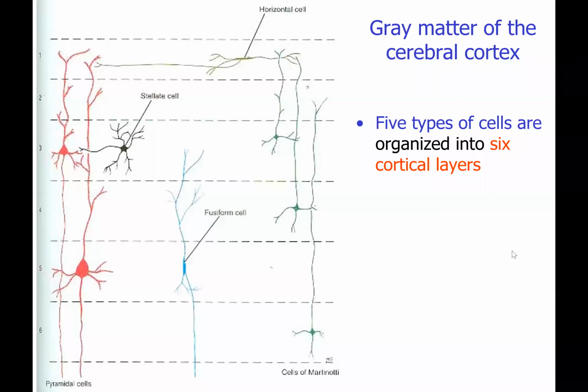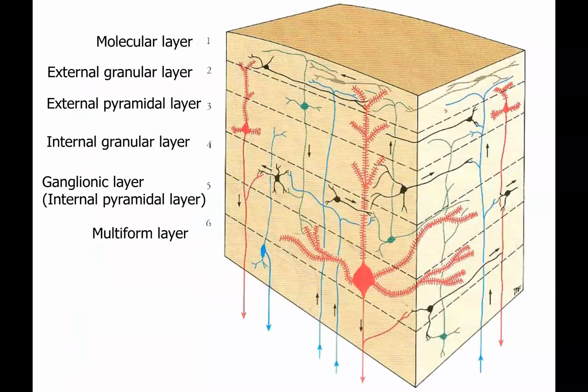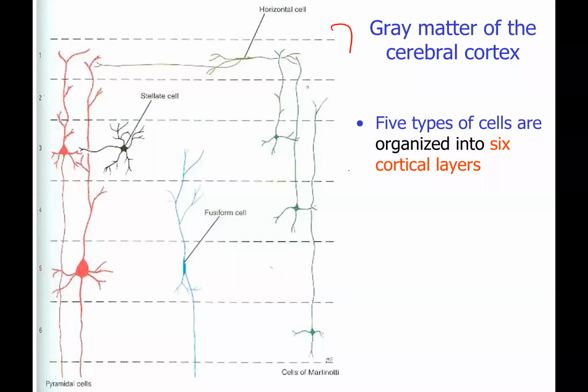Okay, then the other point is the cortex, the gray matter of the cortex. Now this whole area is the cerebral cortex. It is enlarged here to show you that there are several types of cells in the cortex, in the gray matter of the brain. If you count, there are 5 types of cells organized into 6 layers.